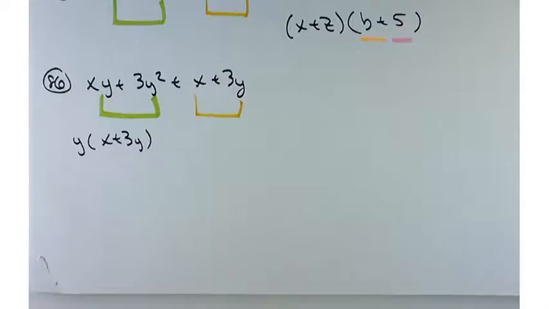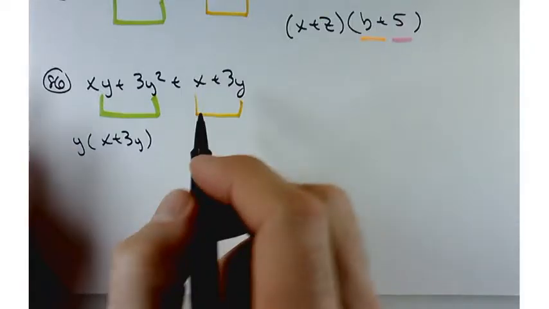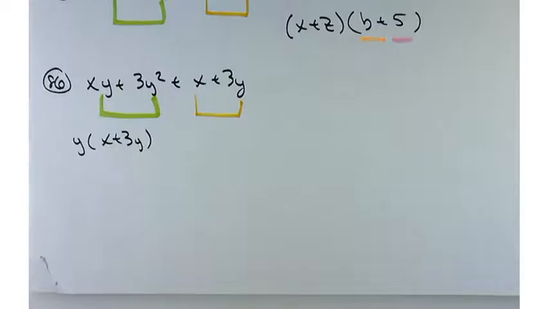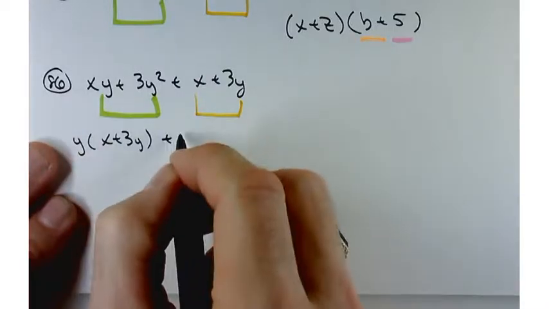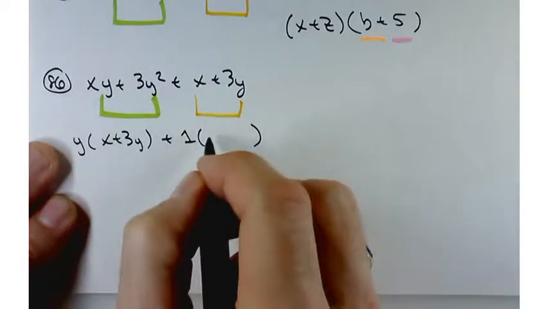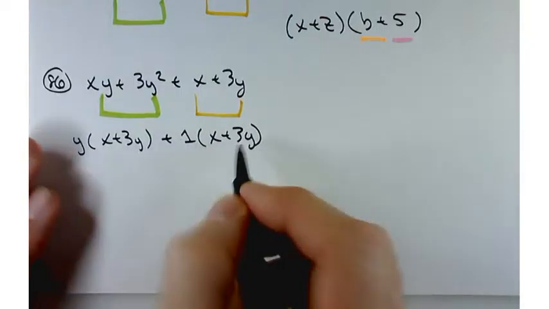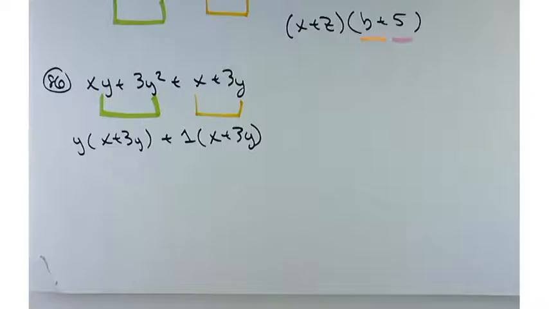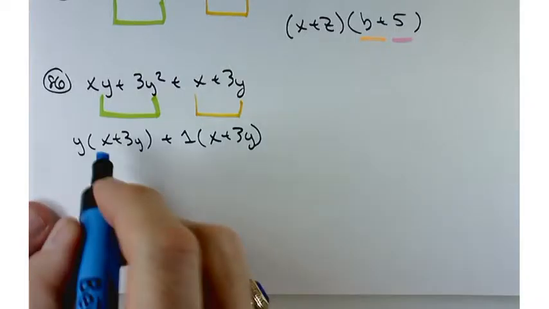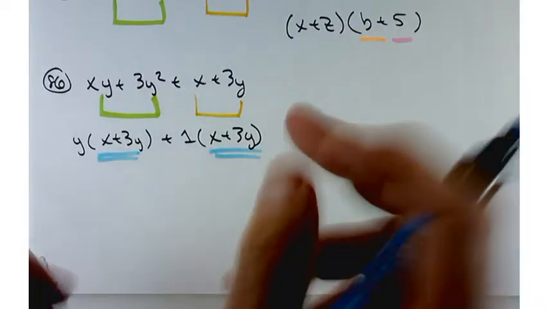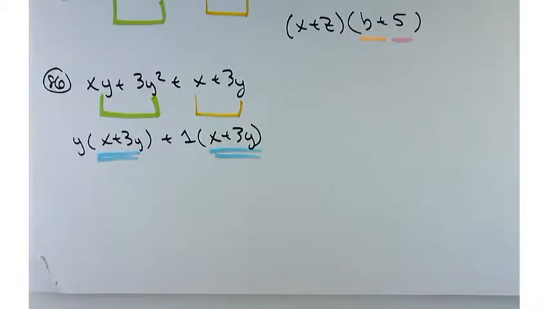Not really. And if there's nothing to factor out, let me make a suggestion. Let's factor out a plus 1. Now factoring out a 1 is not going to change anything. If you distribute that 1, you're just going to get x plus 3y again. But that 1 is a good placeholder because these two terms are your common factor, and I have to factor that out.